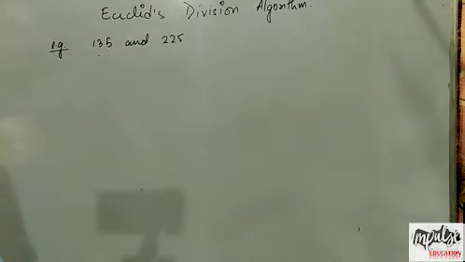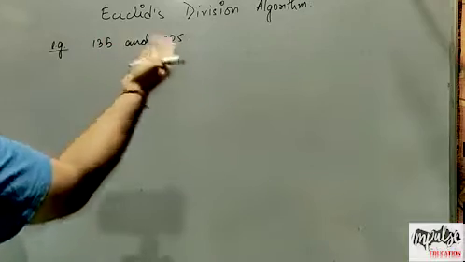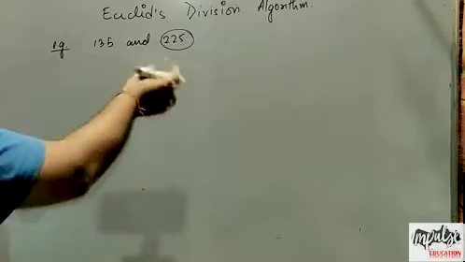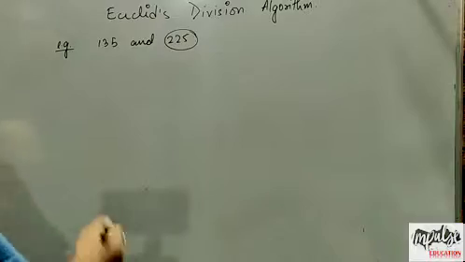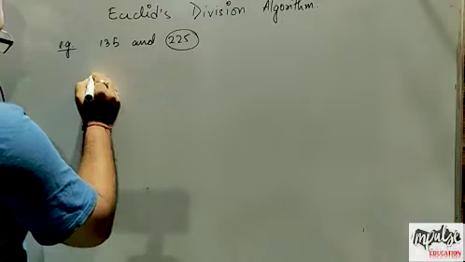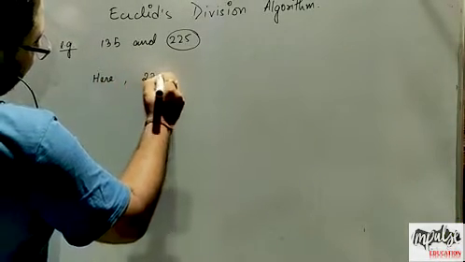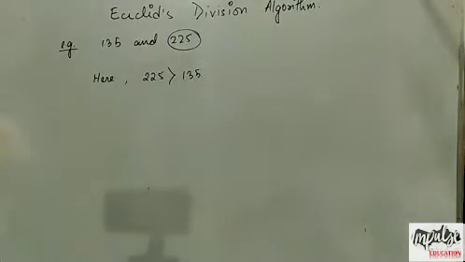Okay. So now in this process, at first you have to identify which is the greater number. It's very easy. Among 135 and 225, which is the greater number? Obviously 225 is the greater number. So you consider 225 to be A, as in the theorem we have discussed. So at the very first step, 225 is greater than 135.